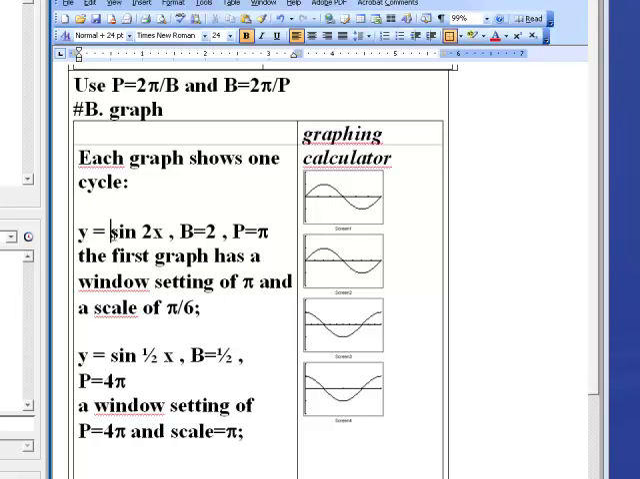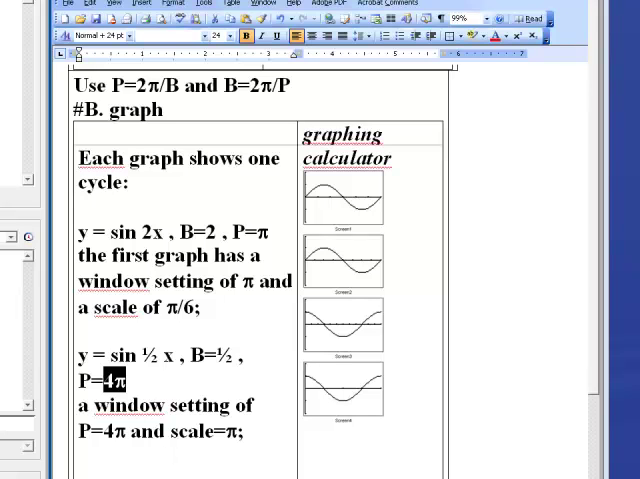So y equals sine 2x. That means b equals 2, and period is then going to be 2 pi divided by 2, which of course is pi. I'll be using pi over 6 when I actually get there to graph that. The next one is going to be y equals sine 1/2 x, so the coefficient b is 1/2, and then the period comes out to 2 pi divided by 1/2, which is 4 pi.